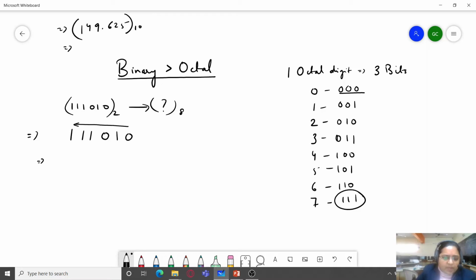Here I will start pairing the numbers in groups of 3 from right to left. And now for each corresponding group I will be writing the digit. So 111 corresponds to 7, so I will write 7 here. 010 corresponds to 2, so I will write 2 over here. So my octal number is 72, which corresponds to 111010. Let us try to understand with a few more examples.